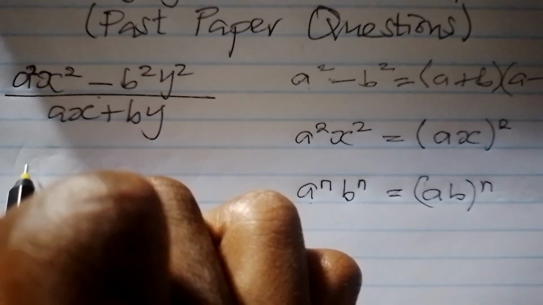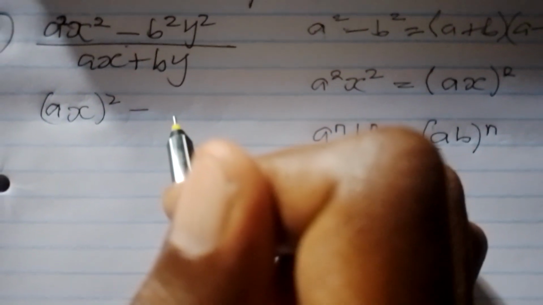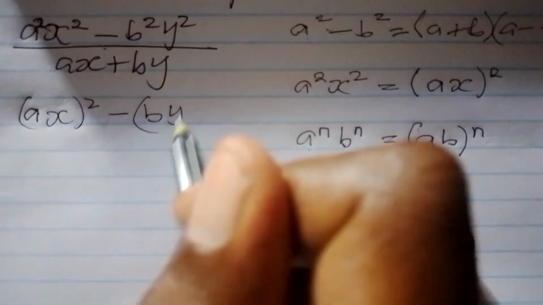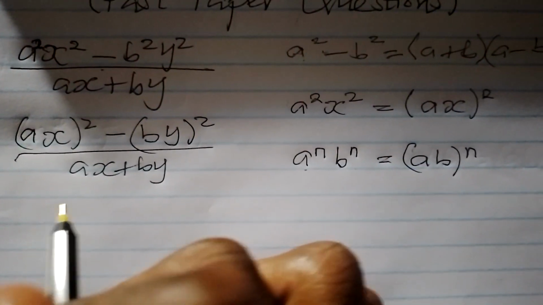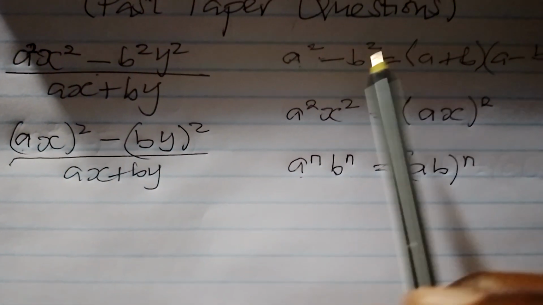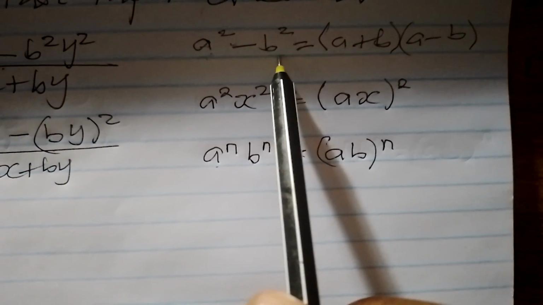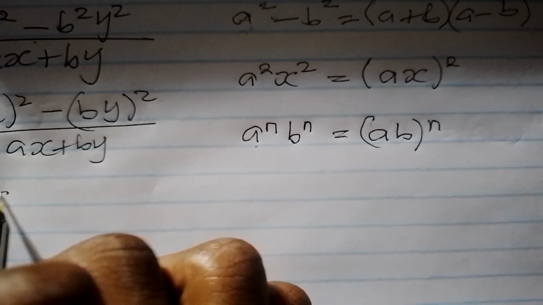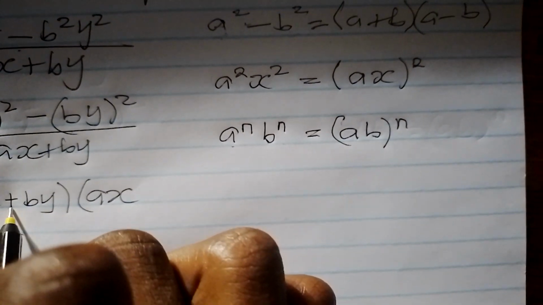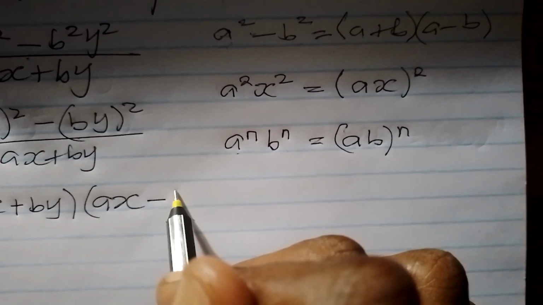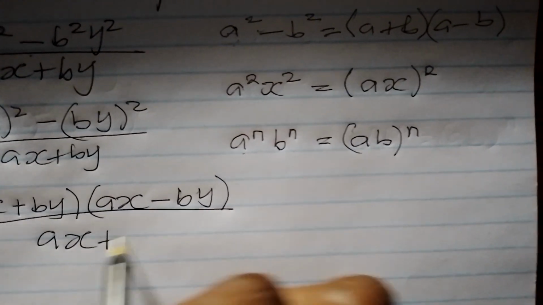So from there we are going to write ax in brackets squared minus by squared. We are dividing this expression by ax plus by. Now using this rule, ax has become a, and by has become b alone here. So using that same concept, we are going to rewrite this as ax plus by multiplied by ax minus by, dividing by ax plus by.